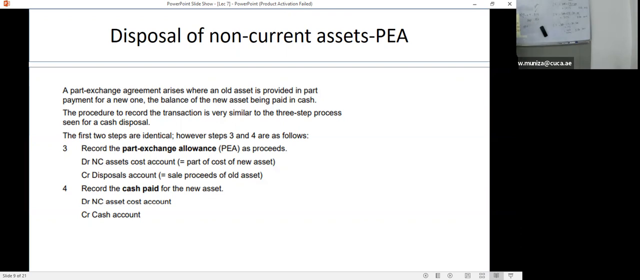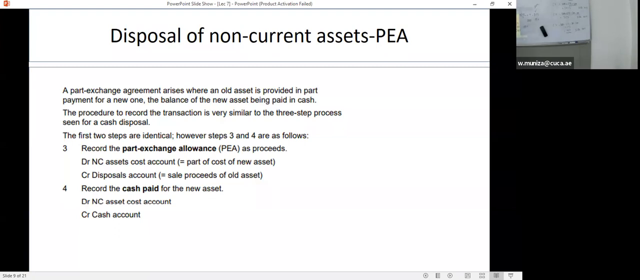Which amount will we write here? Part of the cost of the new asset, and in the disposal account, the sale proceeds of the old asset. The asset we are selling or exchanging, its sale proceeds we will write in this accounting entry. What accounting entry will it be? Debit non-current asset account, credit disposal account. The sale proceeds of the asset we are exchanging, we will write here. Debit non-current asset account: the asset is coming to us but cash is not going out, our asset is being disposed of. This is the accounting entry when we do a part exchange. Which amount are we going to write?